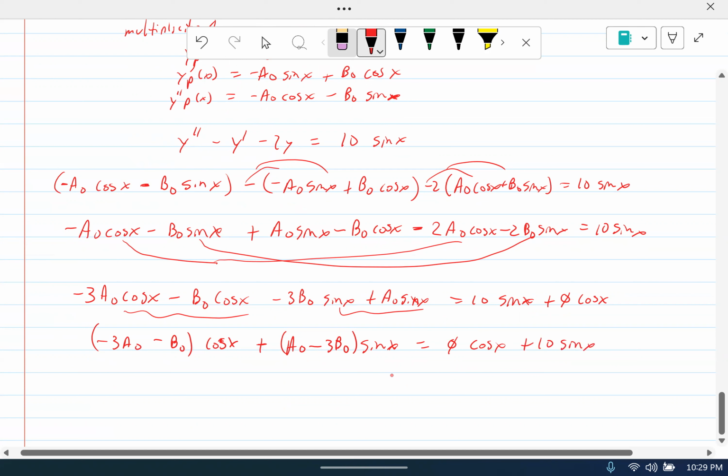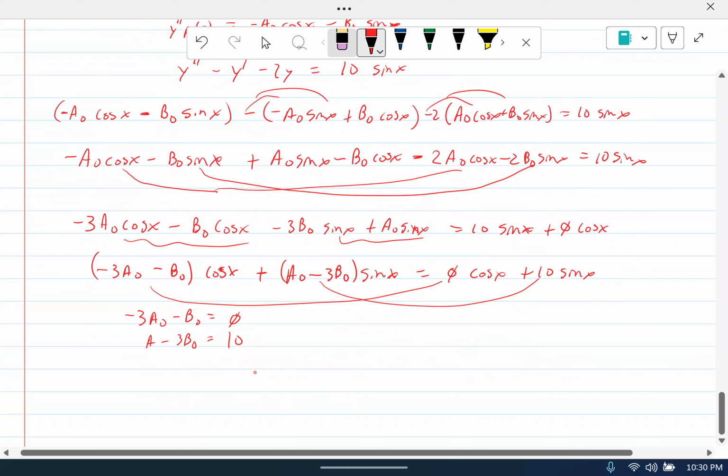Now I can relate these one to one and create a system of equations. That is going to equal that, and that is going to equal that coefficient. Looking at the coefficients, this tells me that negative 3 a naught minus b naught is equal to 0, and a naught minus 3 b naught is equal to 10. This is a very simple system of equations. I could multiply everything through by 3 on the bottom, or I could use substitution. There are a bunch of things I could do pretty easily.